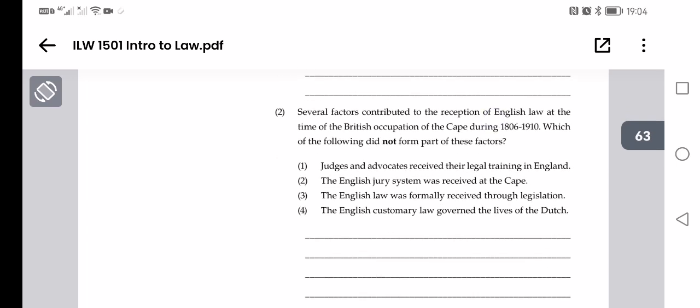Number 3, consider the following 2 statements. Since the establishment of the Appellate Division of the Supreme Court in South Africa in 1910, African customary indigenous law played a role in the development and composition of South African law. Today, African customary law, indigenous law, is largely recorded in writing, for example, in legislation, court decisions, and textbooks. Which option is correct?